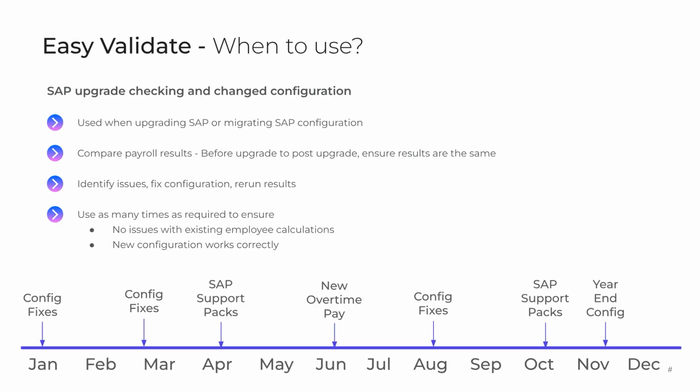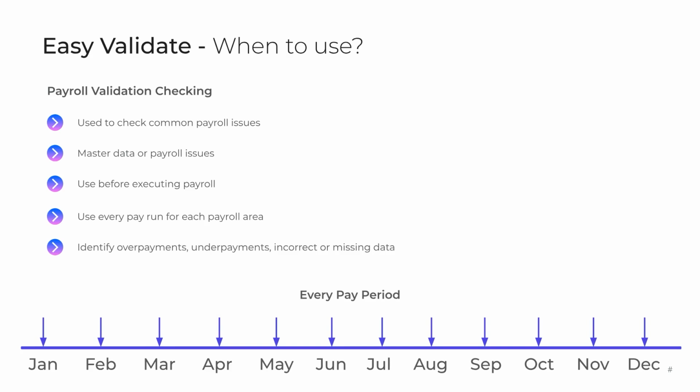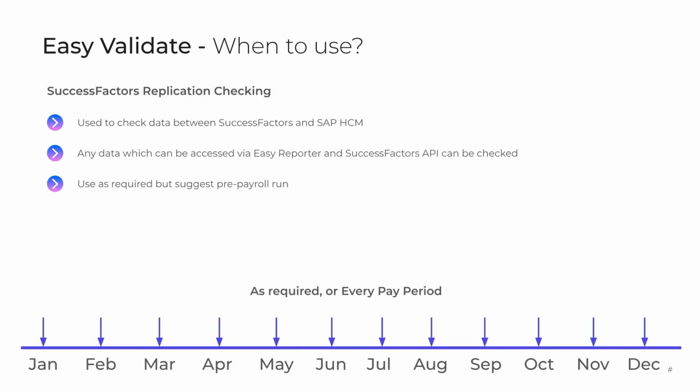EasyValidate is useful during SAP upgrades and configuration changes. It allows you to compare payroll results before and after upgrades, identify issues, fix configuration, and ensure accurate calculations and configuration functionality. As already shown, for payroll validation checking, EasyValidate is used before executing payroll in every pay run. This will be used continuously throughout the year. EasyValidate can also be used for SuccessFactors replication checking to verify data between SuccessFactors and SAP HCM. This can be done as required or, ideally, every pay period before the payroll run.